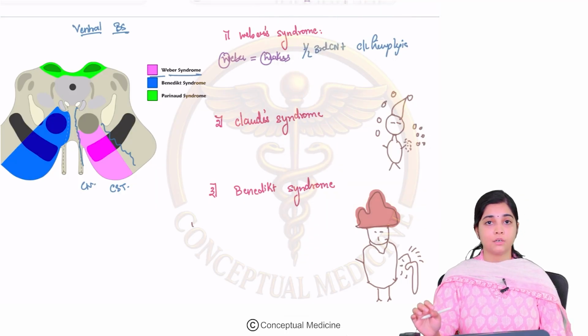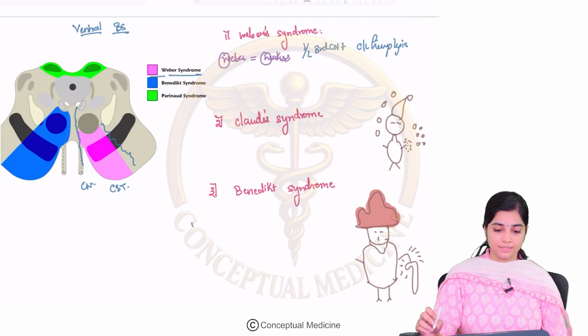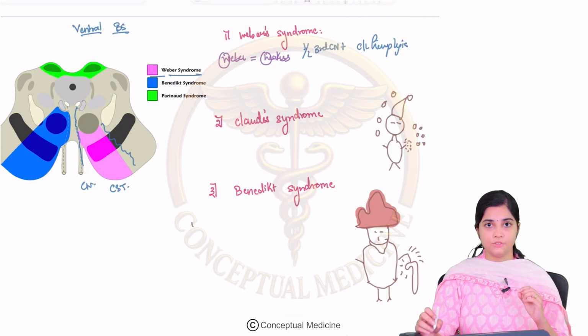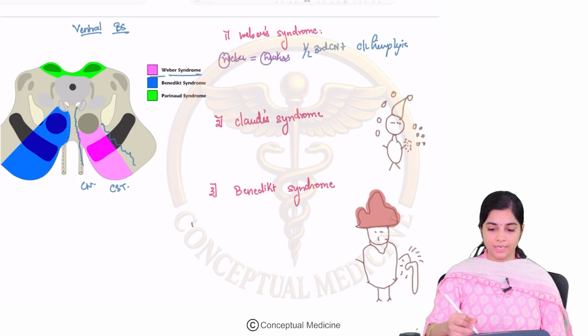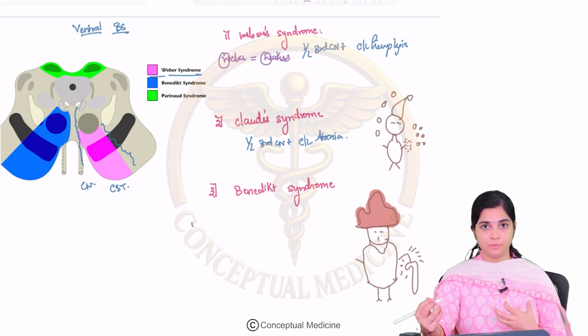What happens in Claude syndrome? There is extension a little bit into the red nucleus as well. So you have ipsilateral third cranial nerve palsy with contralateral ataxia. How do you remember this? I have tried to make a visual mnemonic for this.